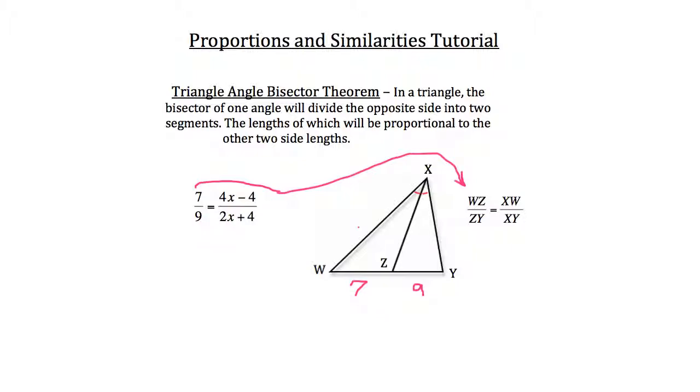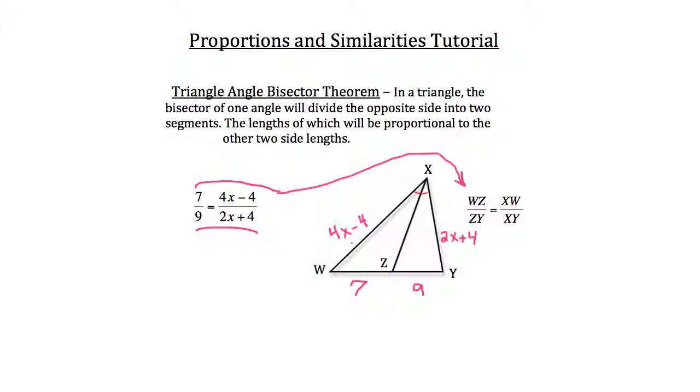XW we would know as 4x minus 4. And XY would be 2x plus 4. So if you were given the proportion like we were given on the left here, you could use it to fill in the values of the triangle on the right. And if you were given the triangle on the right with these values that we've just written in, you could create the proportion right here on the left if you had to.